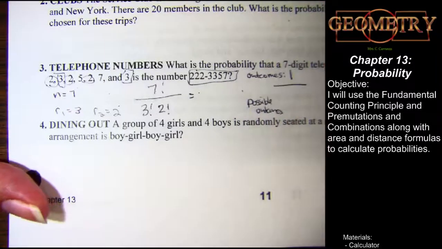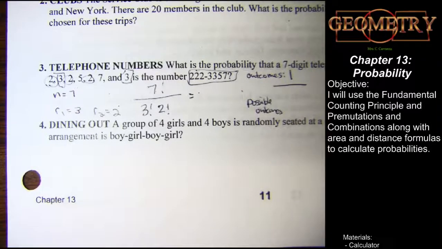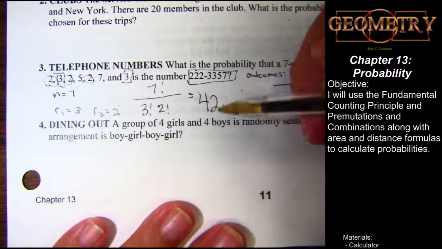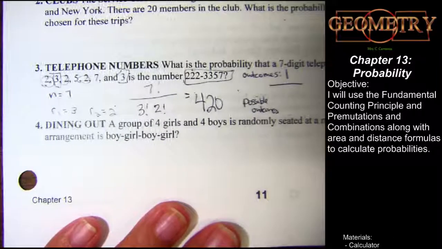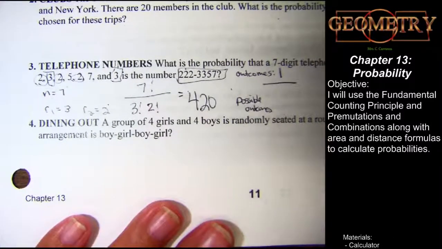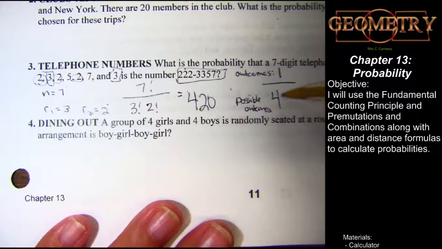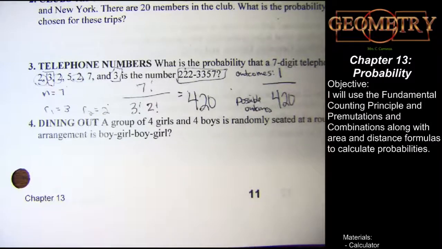That seems like a weird number. Double check. You did 7 factorial divided by... 420. Yeah, we got 420 from like 3 different people. Did you get it? Okay, try again. Look at what you typed and make sure that you typed it 7 factorial divided by 3 factorial, 2 factorial, and not accidentally 7 factorial over 32 factorial or something else.